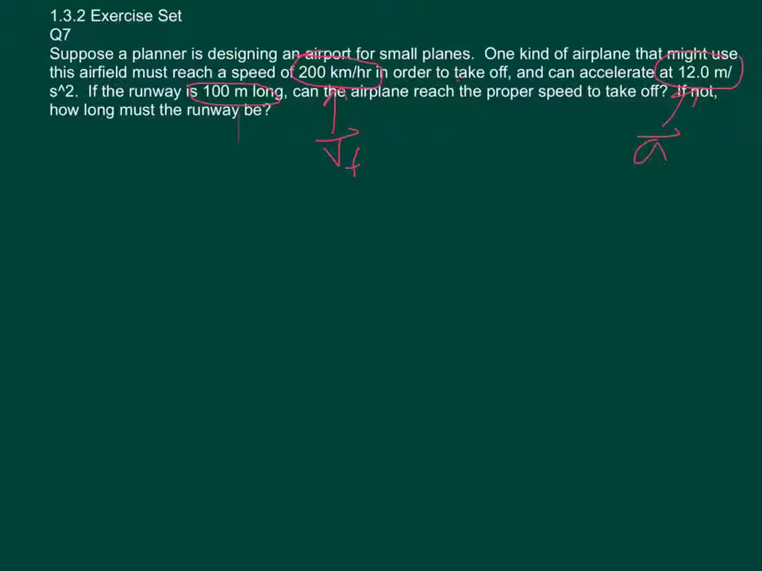And we have a proposed displacement here. And I'm going to assume that VI is 0. Sorry to get on the plane if it's not. So let's jot these down. VI is 0. VF is 200 kilometers per hour. We'll have to convert that.